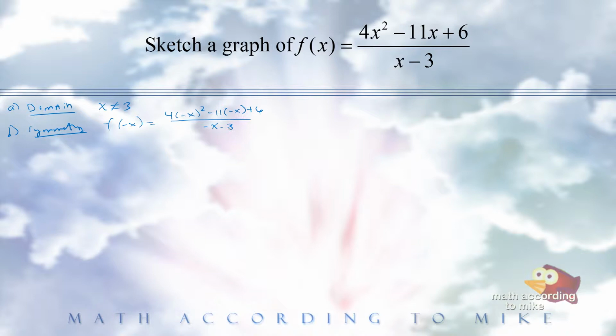Otherwise, it's neither. In this case, we're going to have neither, because we'll get 4x squared plus 11x plus 6 over negative x minus 3. It's not to say there's no symmetry for the graph, but there's no y-axis or origin symmetry. That's what we can easily check for at least.